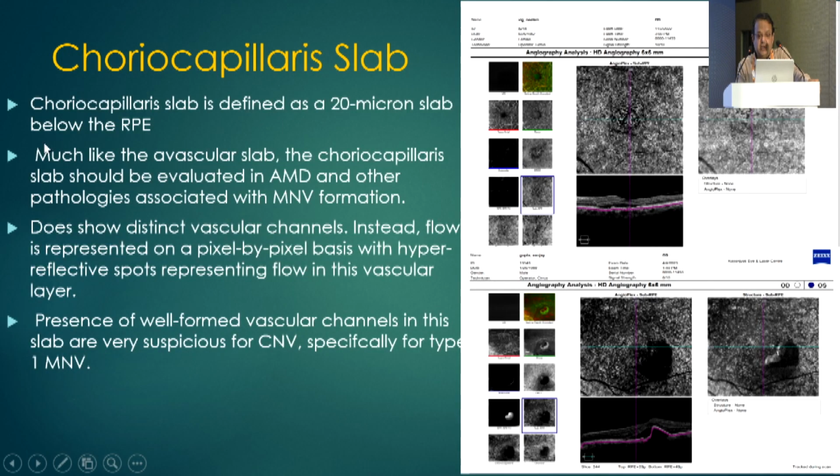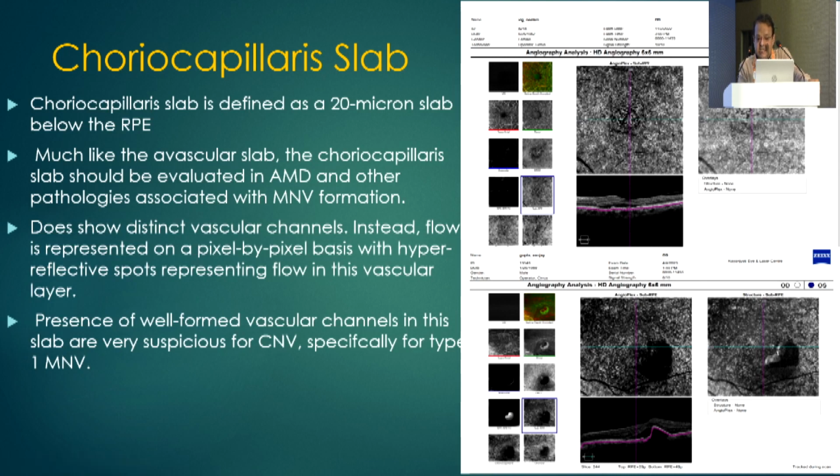Coming to the choriocapillary slab, it is defined as 20 microns below the retinal pigment epithelium. Much like the avascular slab, the choriocapillary slab should be evaluated in AMD and other pathologies associated with MNV formation. In the choriocapillary slab, you won't see the vessels, you will see voxels.